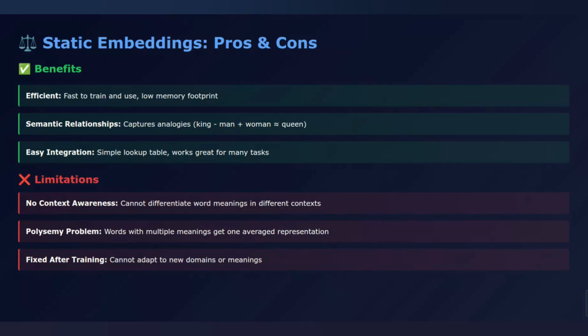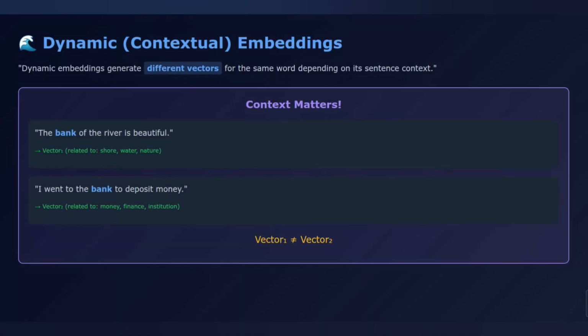This brings us to the game changer, dynamic or contextual embeddings. Dynamic embeddings generate different vectors for the same word depending on its sentence context. Let me show you what I mean. Look at these two sentences. The bank of the river is beautiful, and I went to the bank to deposit money. With static embeddings, bank gets the same vector in both. But with dynamic embeddings, we get vector 1 for the first sentence, which is related to concepts like shore, water, and nature, and we get vector 2 for the second sentence, related to money, finance, and institution.